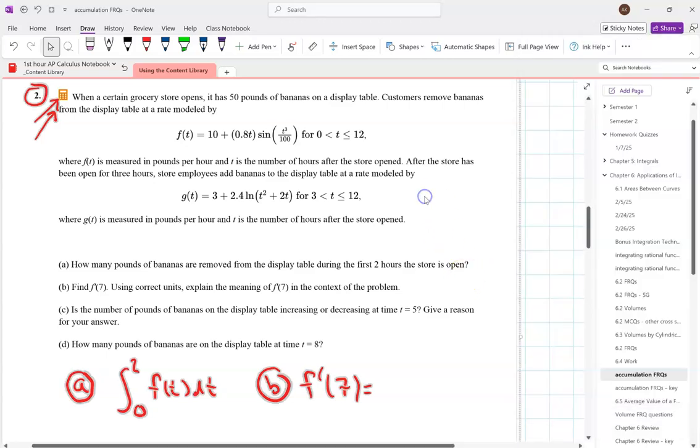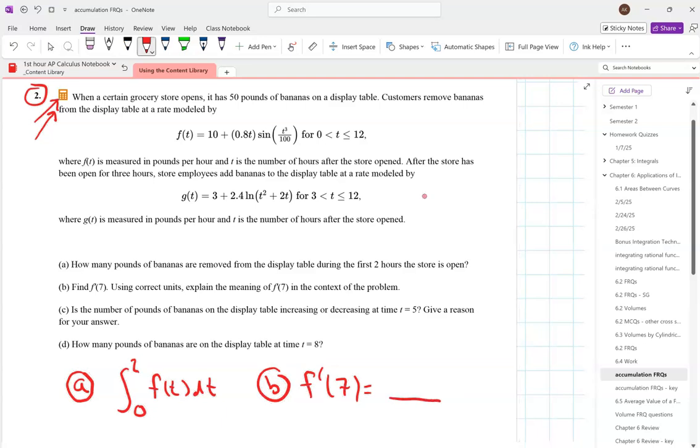What unit should this have? F of t is measured in pounds per hour, and t is hours. What's f prime of t going to be measured in? It's going to be pounds per hour, right? Just like if you take the derivative of velocity, meters per second, you get acceleration, meters per second squared, right? Same idea. And what is this representing?